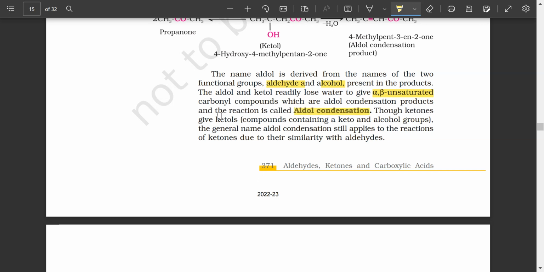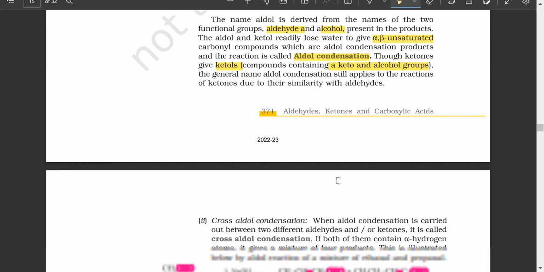Though ketones give ketols, compounds containing a keto and an alcohol group. ठीक है, वो ketols देंगे जहाँ पे keto और alcohol होगा. The general name aldol condensation still applies to the reactions of ketones due to their similarity with aldehydes.